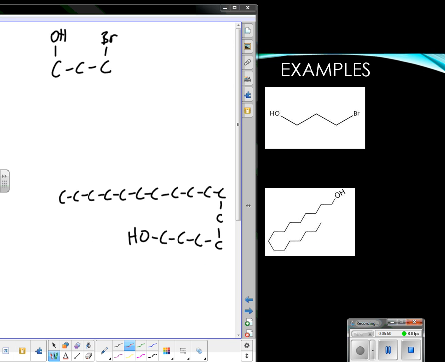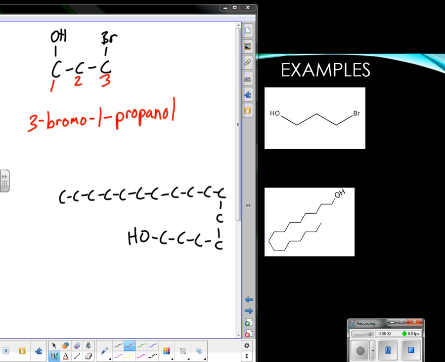Okay, so let's look at some other examples. Again, I've redrawn them. The line diagram is on the right, but I've redrawn them on the left so that you can sort of see what's going on. What wins here? How do I number which side? Well, because the OH changes the ending, it is ahead of bromine. So we start counting this way. As we're counting that way, we're going to call this 3-bromo-1-propanol.